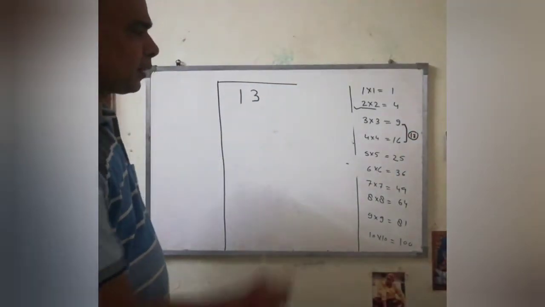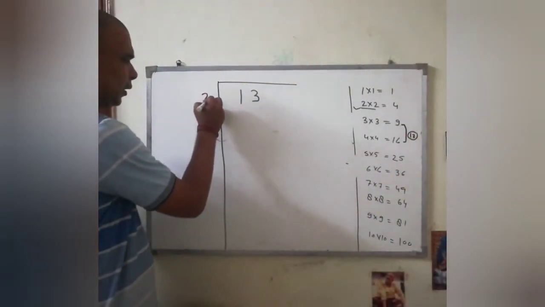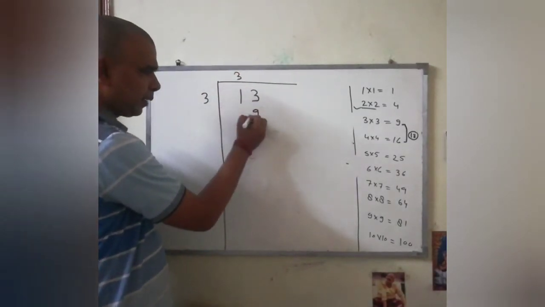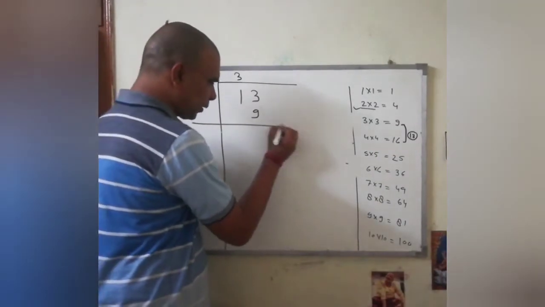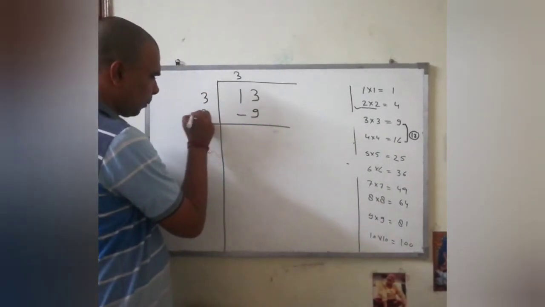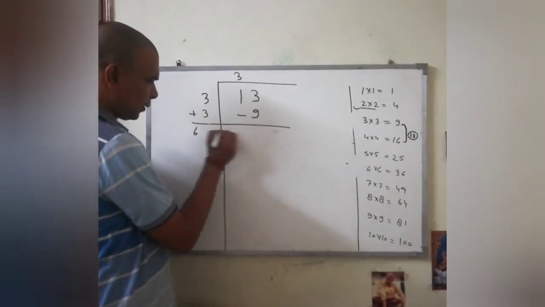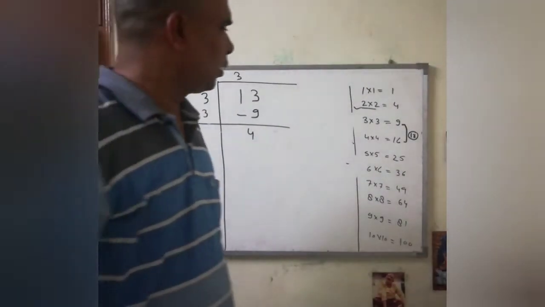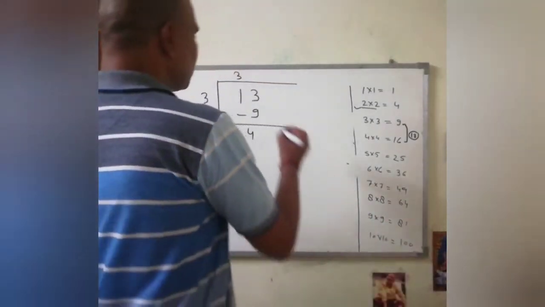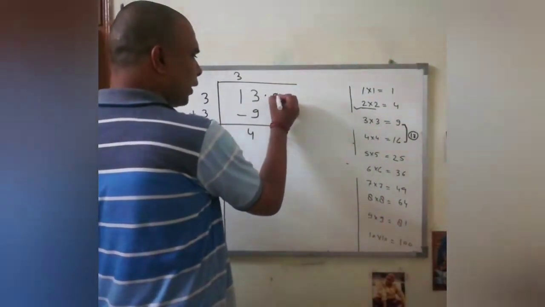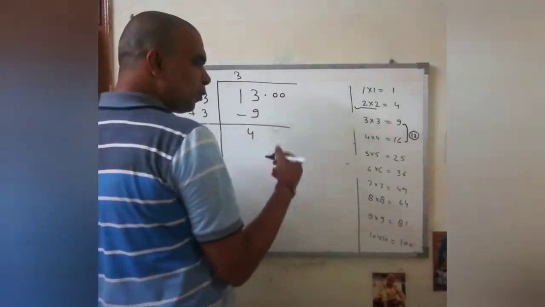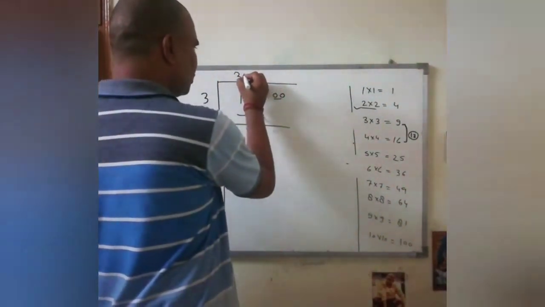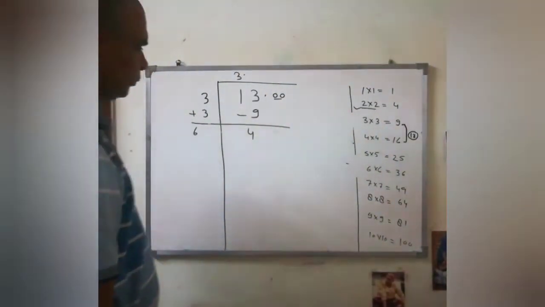So you can take 3 into 3, 3 here and 3 here. 3 into 3 is 9. Same method, subtraction, 9 plus 6, 4. But there is no number. What you will do, you can use a point here and use 2 pair 0, 00, and you can use a point here.